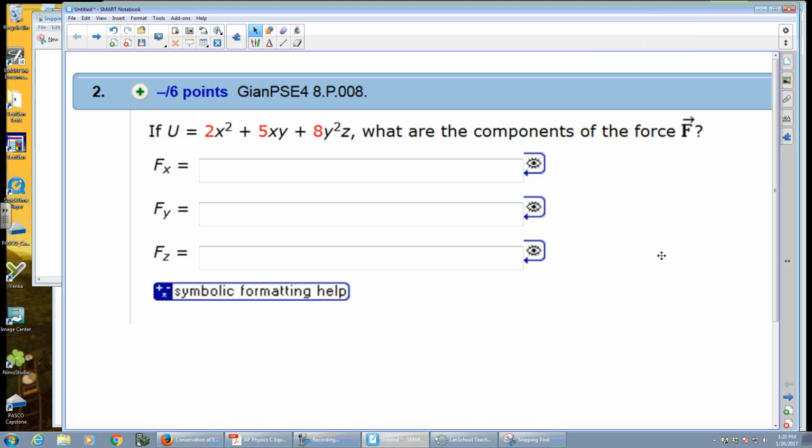Alrighty. So we're looking at number 2, and then we'll go and do a power one, probably number 9. We'll see where we go from there.